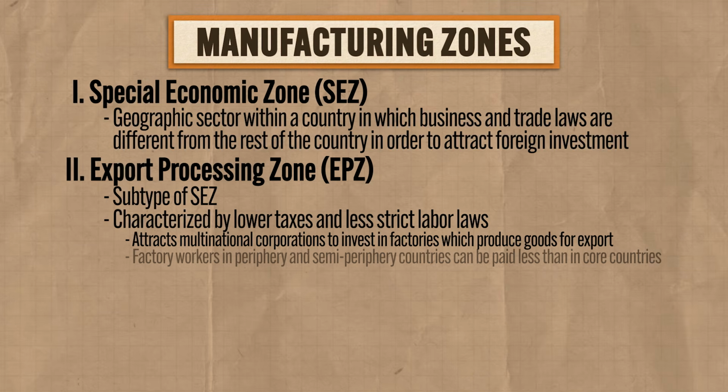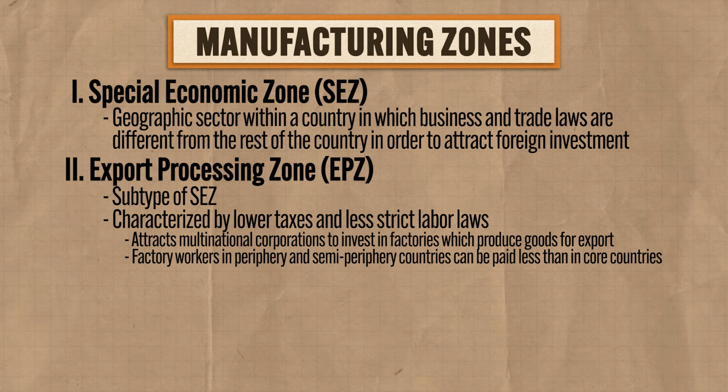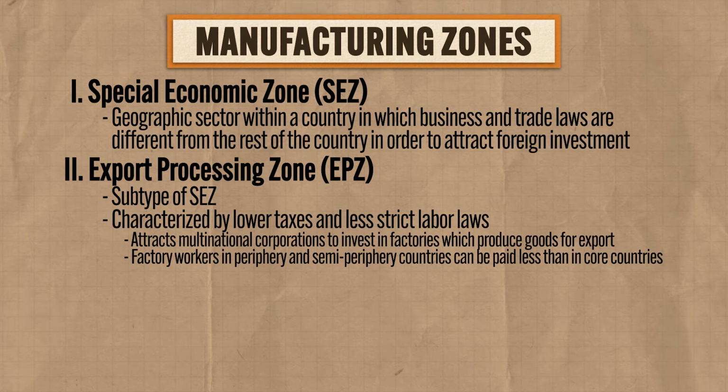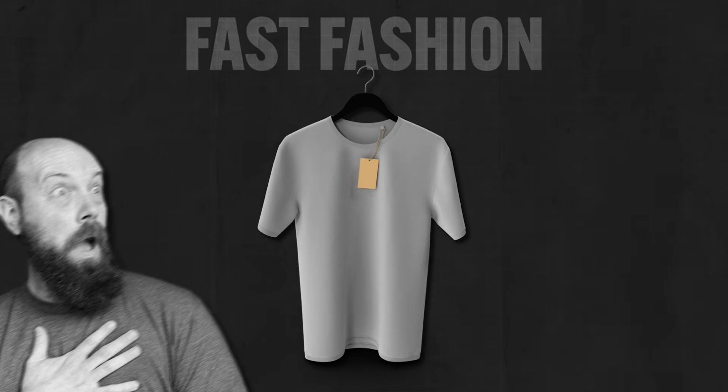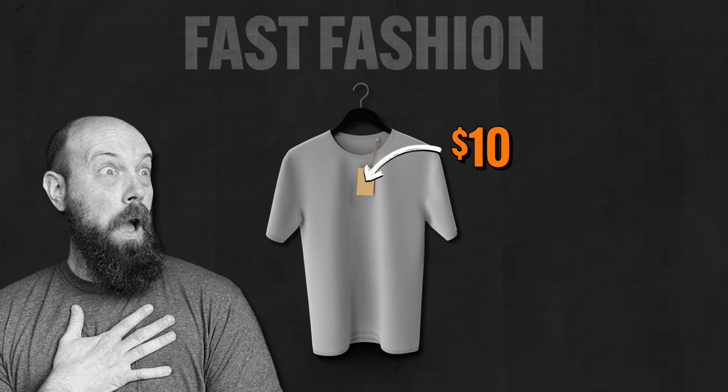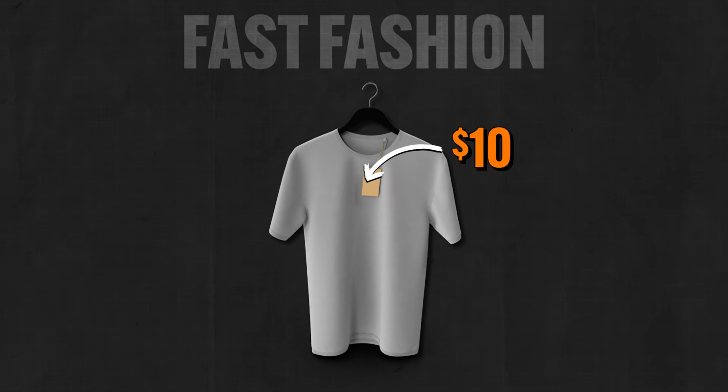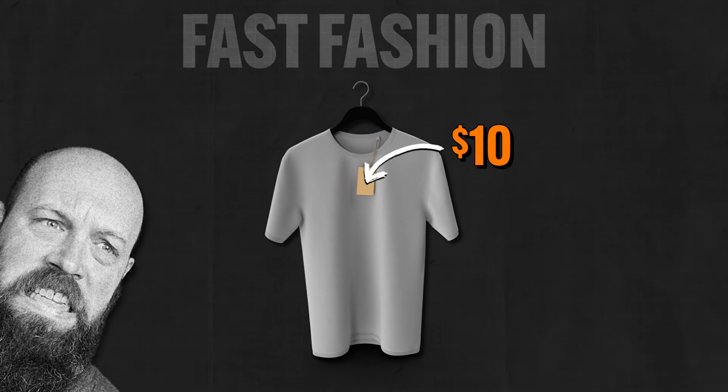No, in EPZs, factory workers in periphery and semi-periphery countries can be paid way less than their counterparts in core countries, and that keeps prices low on mass-produced goods. While that arrangement works really well to beef up the profits of the corporation, it's not without its controversy, especially in industries like fast fashion. It's like, oh, I can't believe I got this shirt for only $10. But the only reason it's that cheap is because textile workers in Vietnam got paid a pittance of wages to make it.